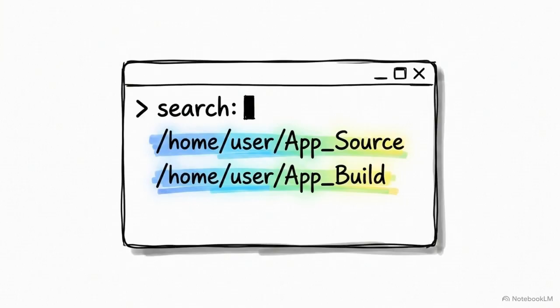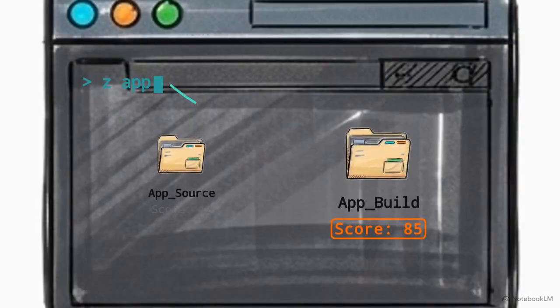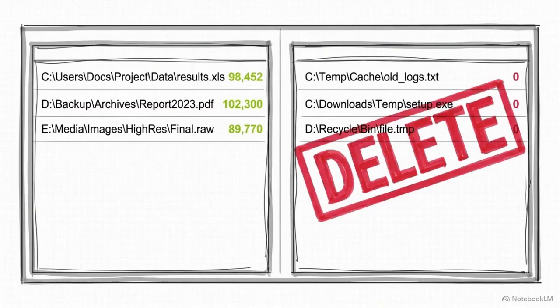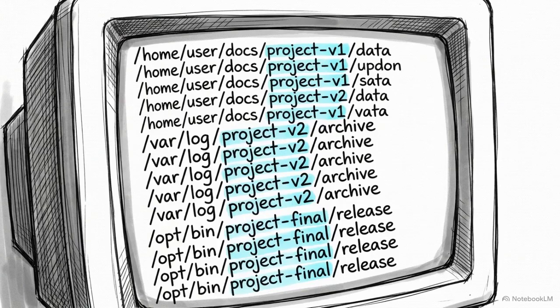When you type a search fragment that matches 2 different folders, Zoxide checks these rankings and automatically routes you to the one with the highest aggregate score. To keep performance tight, an automated garbage collection routine routinely scans the database and permanently purges paths that have decayed below a certain threshold.